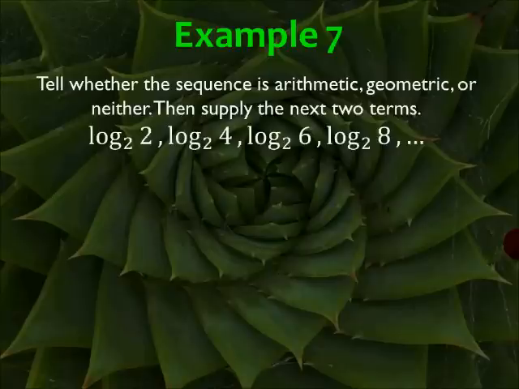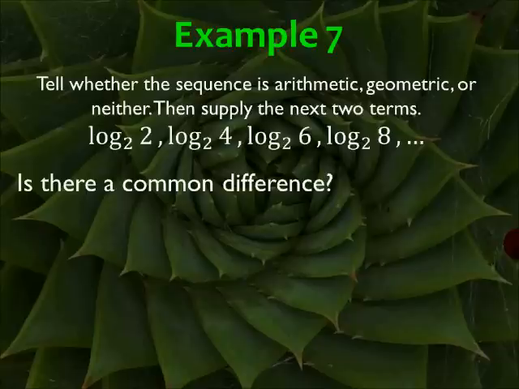Number 7, let's try this again. See if you can make a call here and supply the next two terms after you make your decision. Alright, we have log 2, log 4, log 6, log 8, all base 2. Is there a common difference? You will find out quickly that the answer is no. This is 1, this is 2, this is somewhere between 1 and 2, this is going to be 3. So there's no common difference.